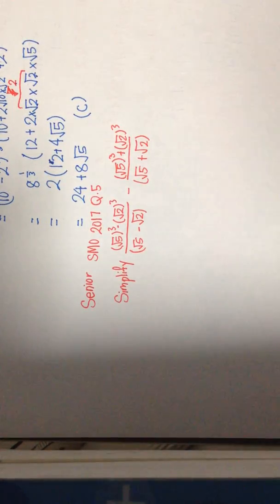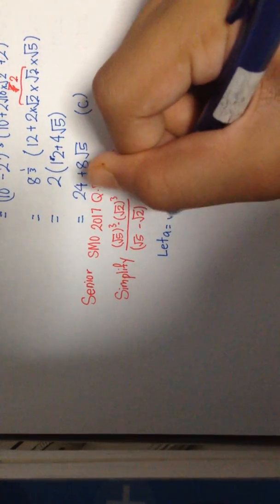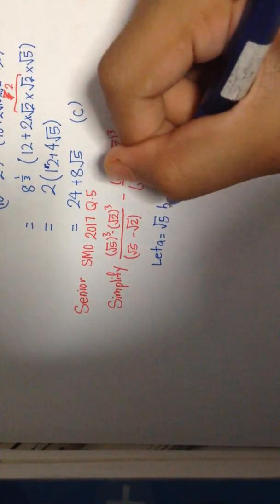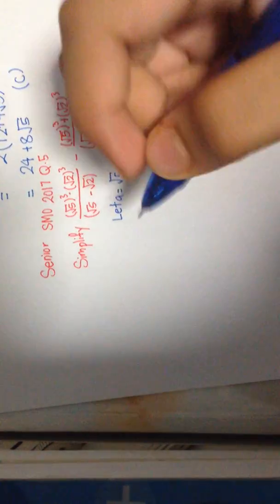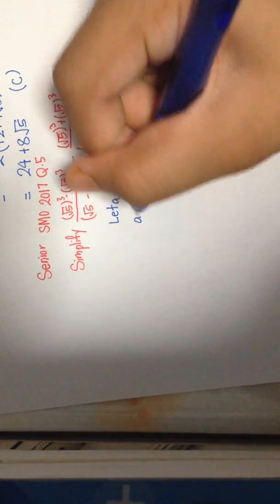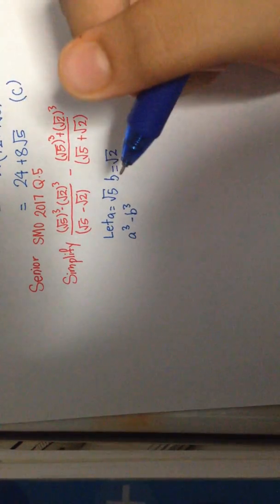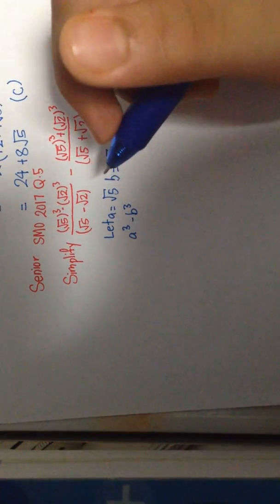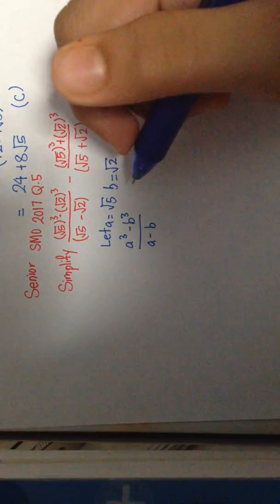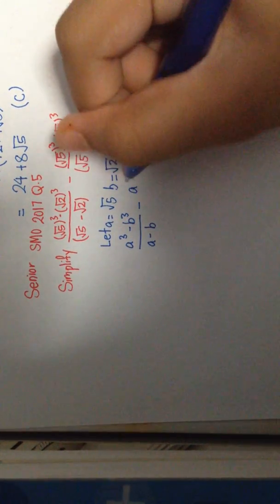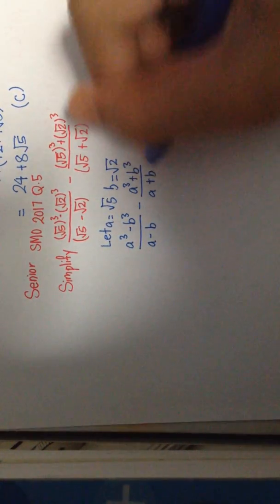Now, very simple. I am going to let a equal to root 5, b equal to root 2. Now, let's expand this. So it's basically a to the power of 3 minus b to the power of 3 divided by a minus b, minus a to the power of 3 plus b to the power of 3 by a plus b.